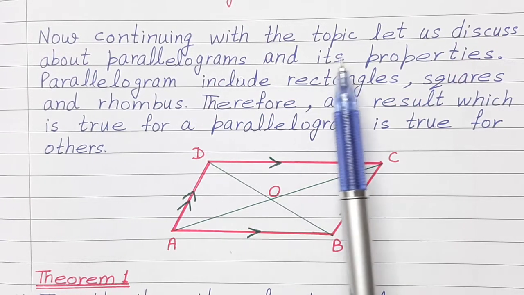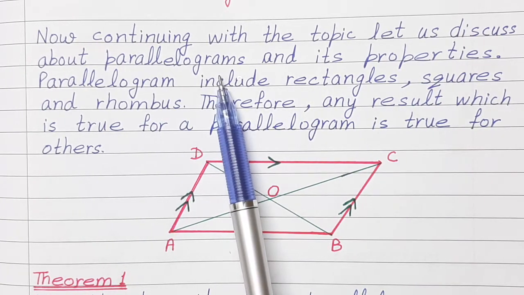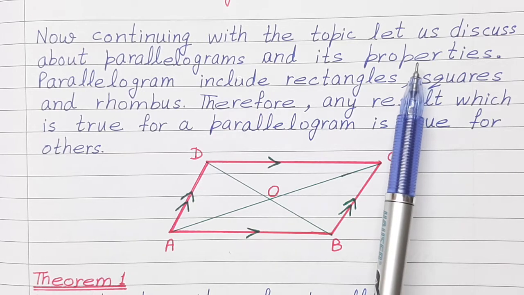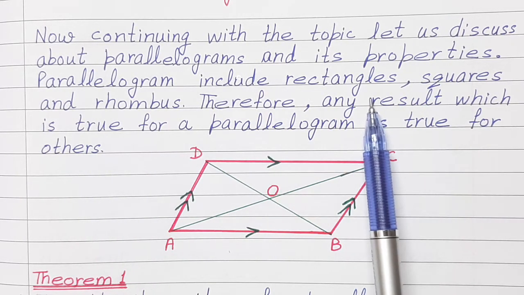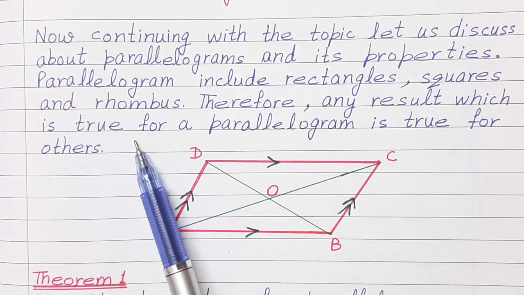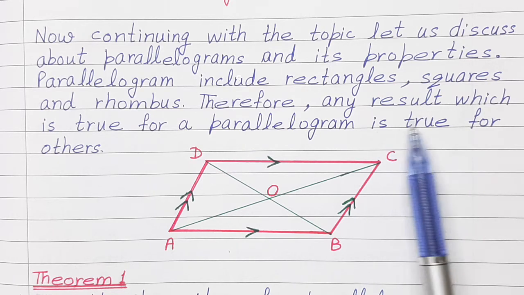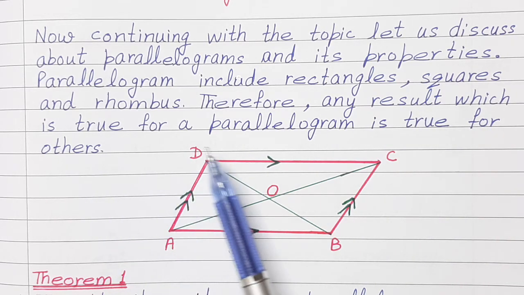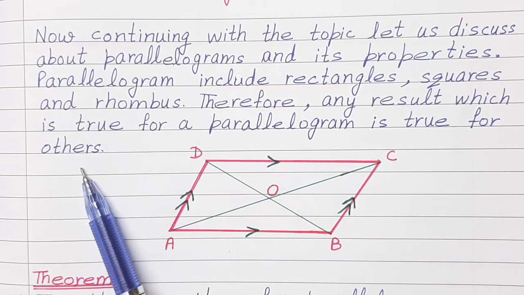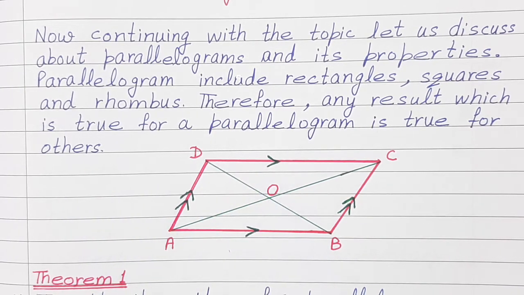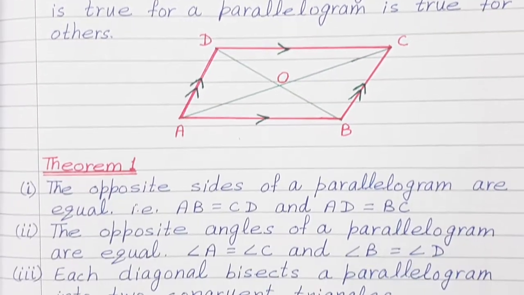Now continuing with the topic, let us discuss parallelograms and their properties. Parallelograms include rectangles, squares and rhombus. Therefore, any result which is true for a parallelogram is also true for the others. Now students, let us discuss a few theorems based on parallelograms.